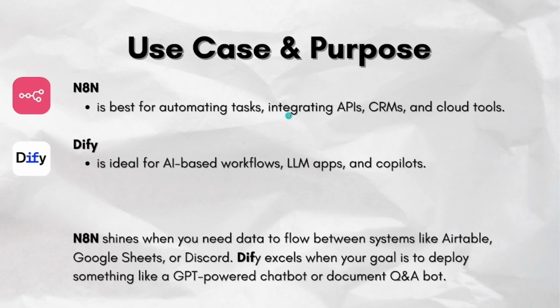So for the use case and purpose, let's talk about it. N8N is best for automating tasks, integrating APIs, CRMs, and cloud tools, while Dify is ideal for AI-based workflows, LLM applications, and co-pilots. N8N shines when you need data to flow between systems like Airtable, Google Sheets, or Discord. While Dify excels when your goal is to deploy something like a GPT-powered chatbot or document Q&A bot.